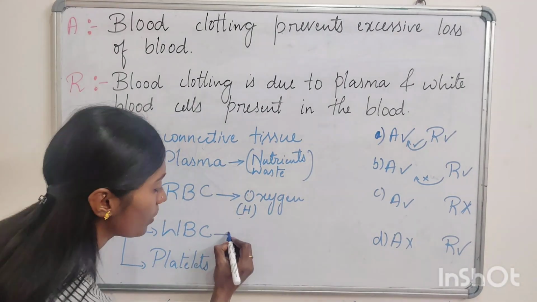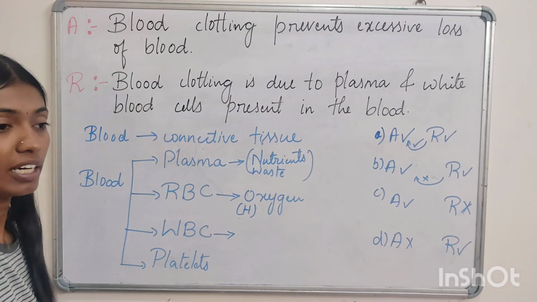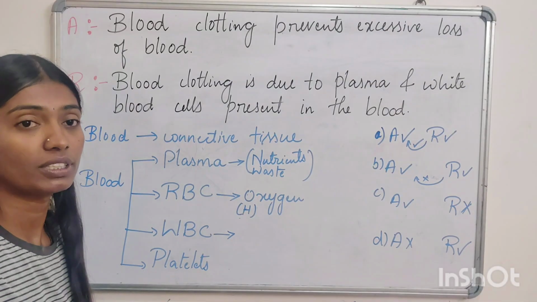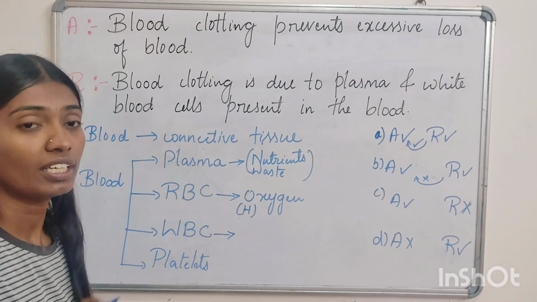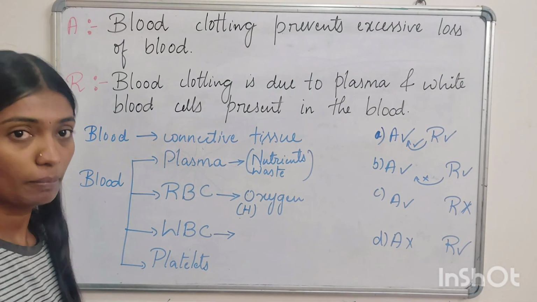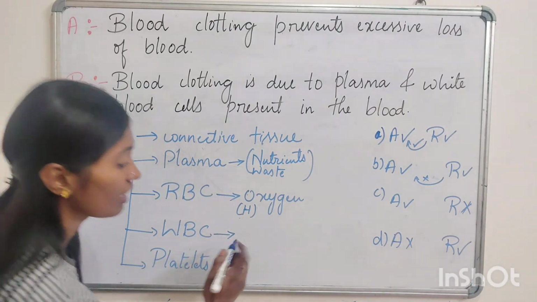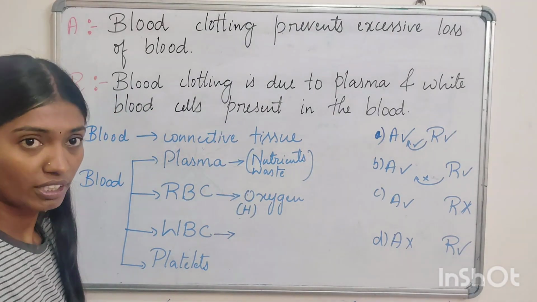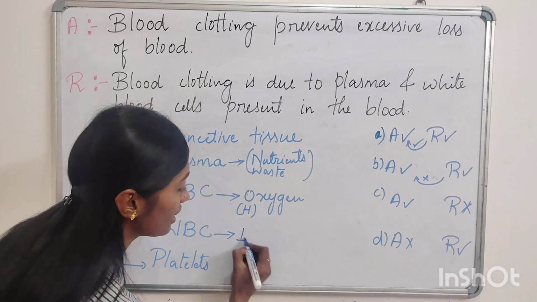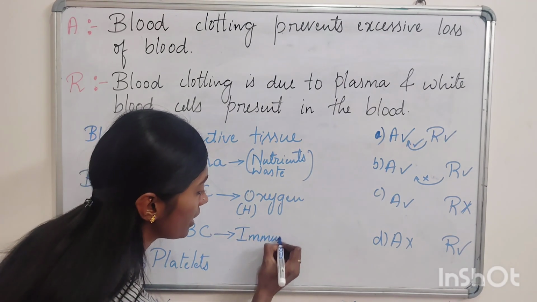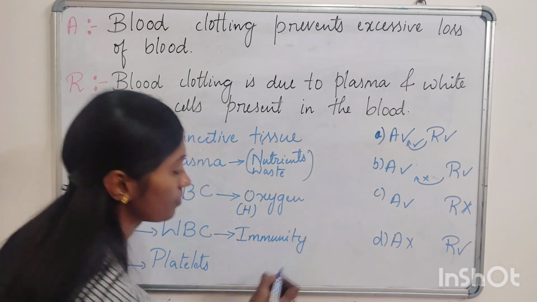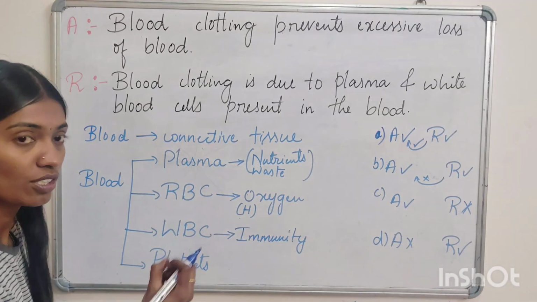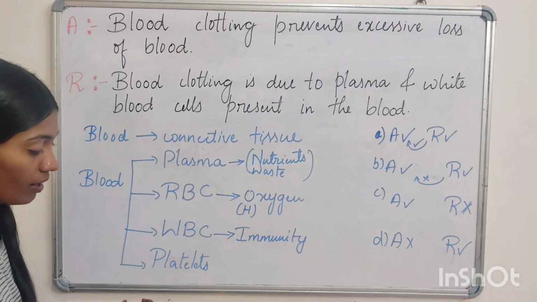So what is the function of WBC? You may have seen when we go for a blood test, they say the WBC count is less. That means we have less immunity power. WBC fights against foreign bodies and works in the immune system. Who is doing that immunity or immune system? WBC.